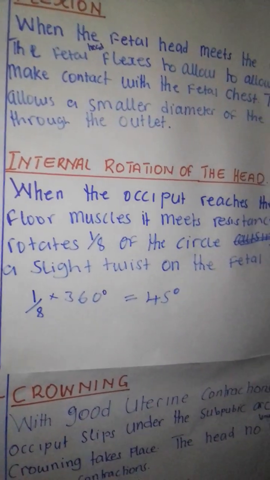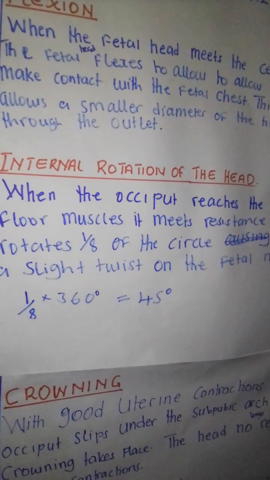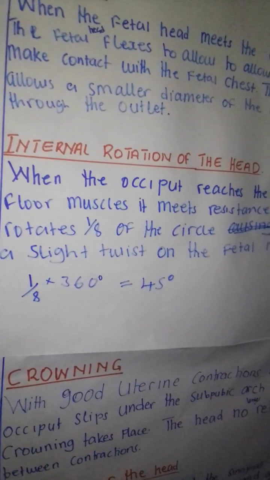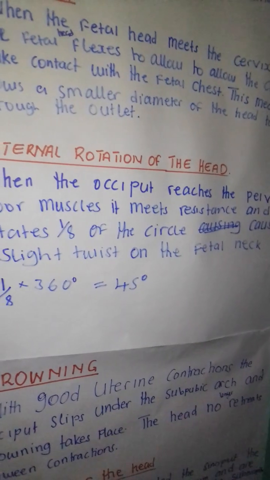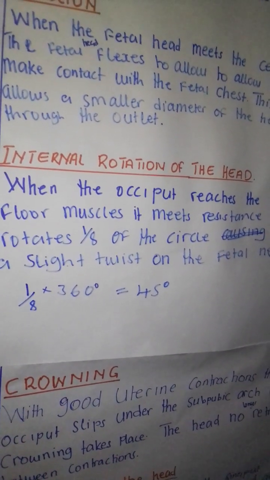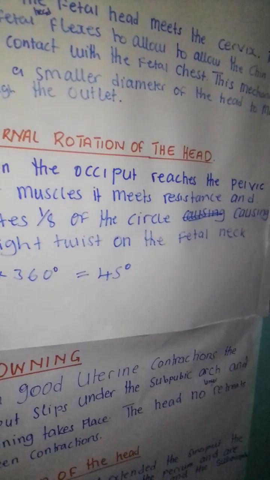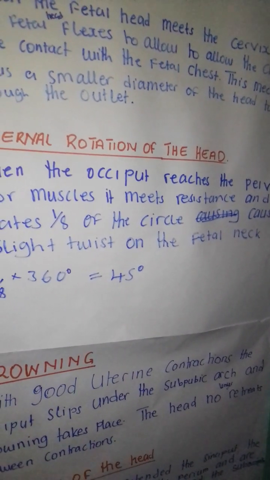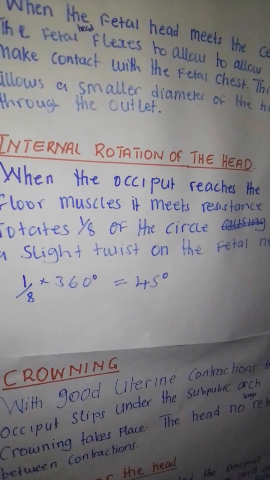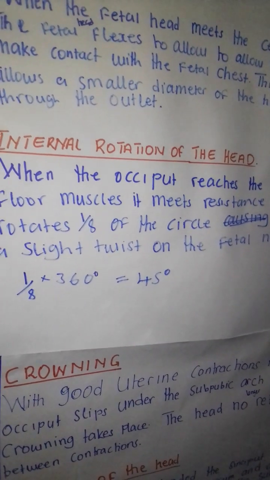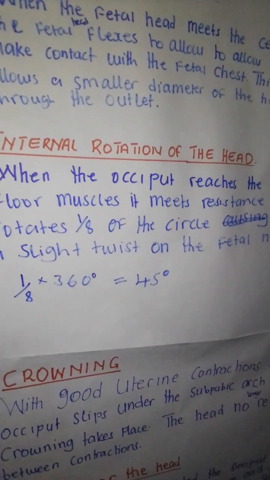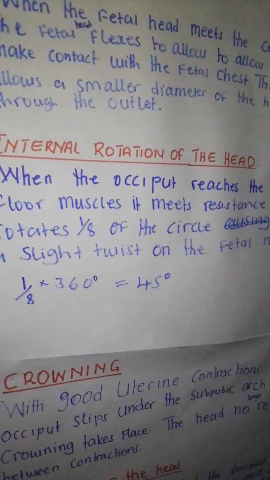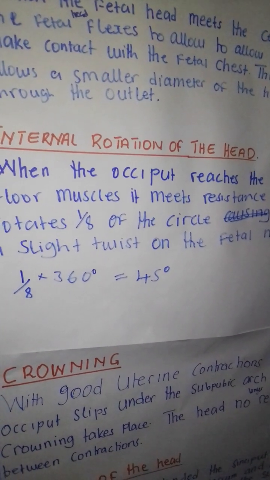Then number three, we have internal rotation of the head. When the occiput reaches the pelvic floor muscles, it meets resistance and it rotates 1/8 of a circle, causing a slight twist on the fetal neck. So it rotates 1/8 of a circle. A circle is 360 degrees, so when you calculate 1/8 of a circle, it gives us 45 degrees.